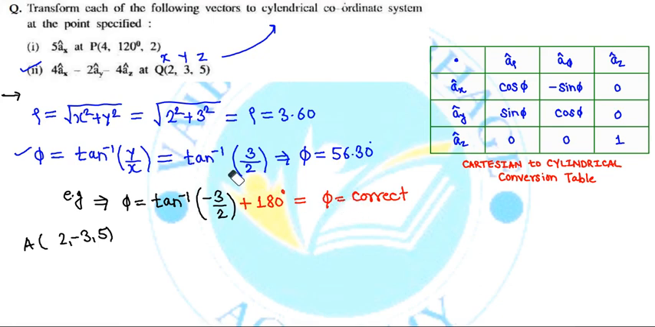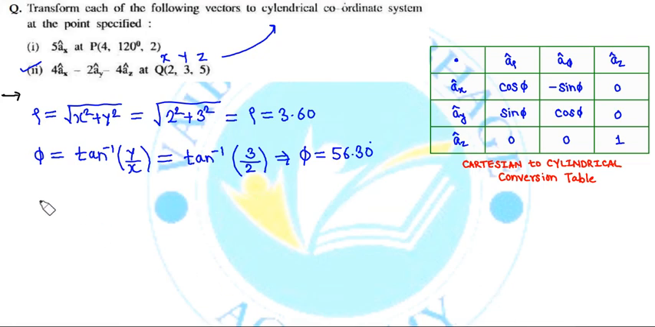Since we are given positive values of x and y, you need not worry here. So we will continue with our z value. In this case, z will be as it is, and z is equal to 5. Now we have rho, phi and z. Now we will find the conversion of this rectangular system into the cylindrical system.